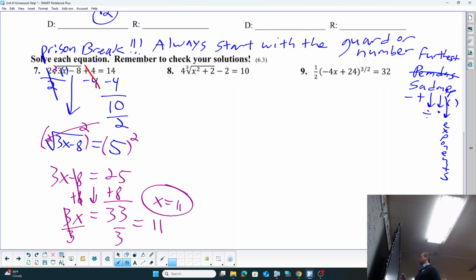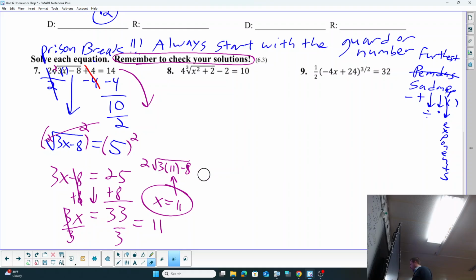Okay, so we'll plug it in just to make sure. We've got to double check, remember to check your solutions. So we're going to go ahead and bring this guy down and plug in an 11. So 2 times the square root of 3, and then here goes our 11 minus 8. So that's minus 8. Wow, that's not a very good 8 there. Wow, my eraser doesn't even work. What is going on here? There we go.